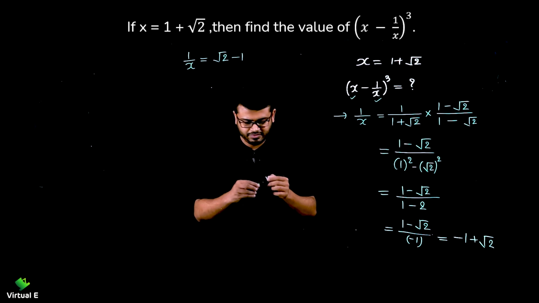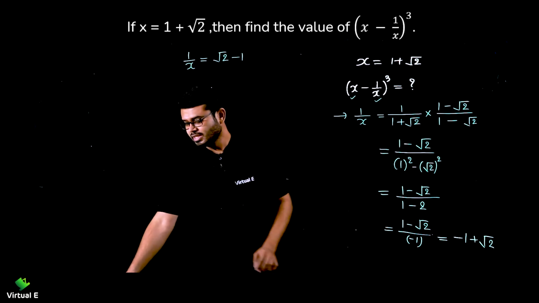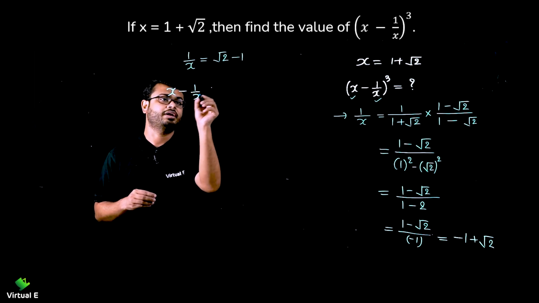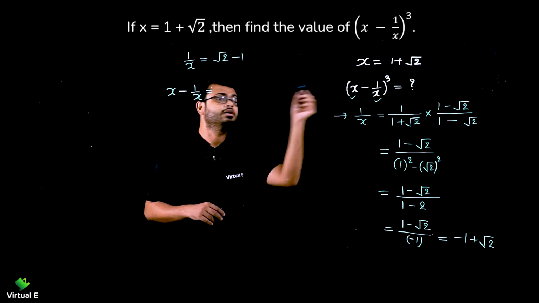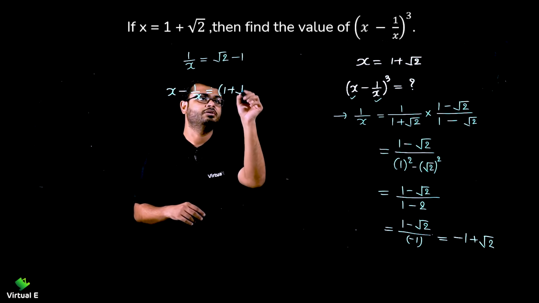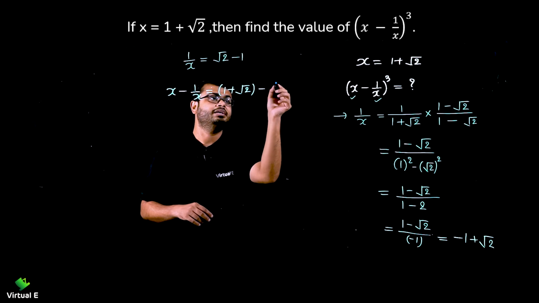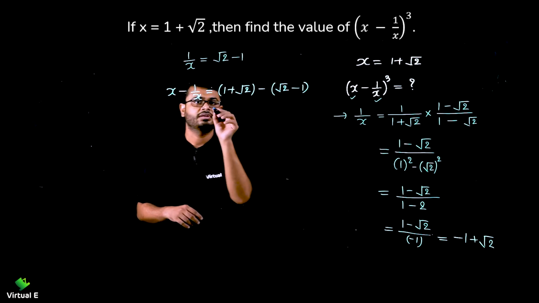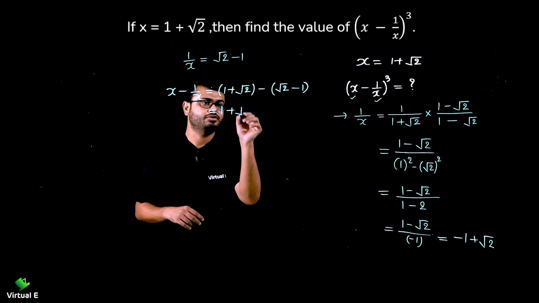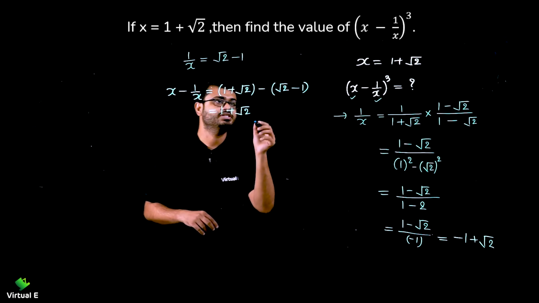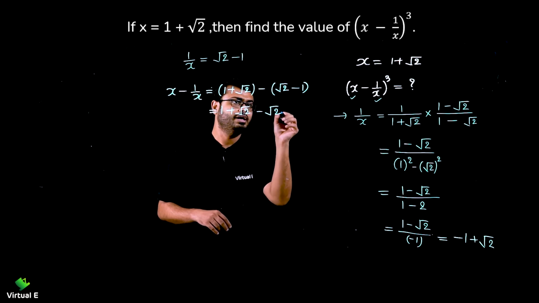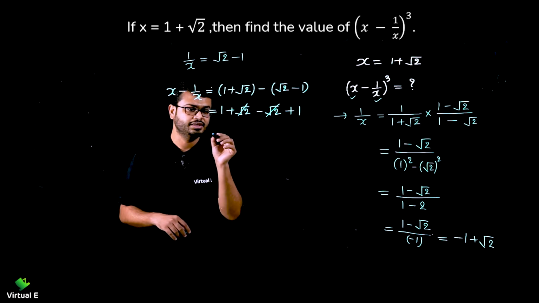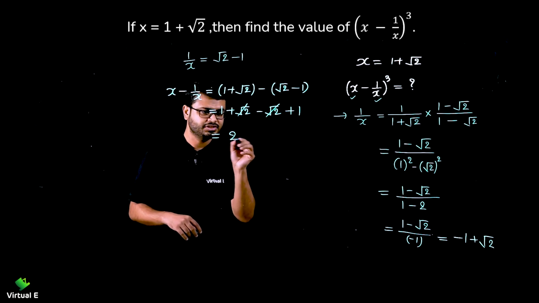So let's start with the simplification. Let's get this value first of all. So x minus 1 upon x. The value of x is 1 plus root 2. Then minus here root 2 minus 1. Done. So 1 plus root 2, let's open the bracket, change the sign, minus root 2 and minus minus plus 1. So minus root 2 plus root 2 is done. So here 1 and 1, that is 2.